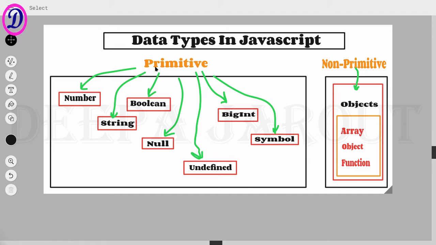In JavaScript, we can categorize data types in two types. First, primitive, second, non-primitive. We have 7 primitive data types in JavaScript: number, string, boolean, null, undefined, BigInt, symbol.